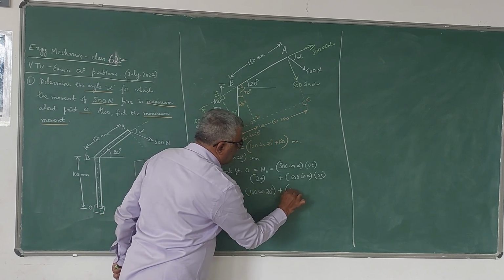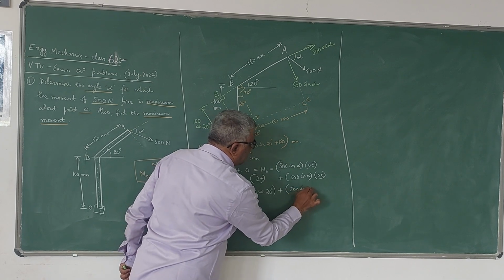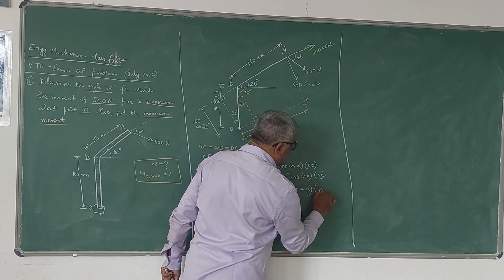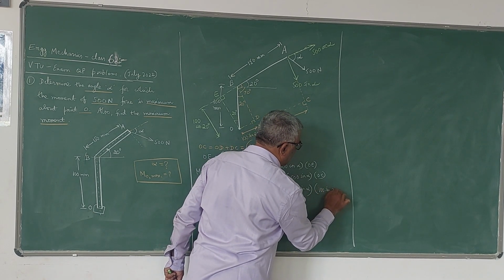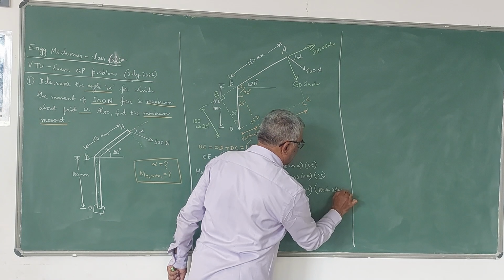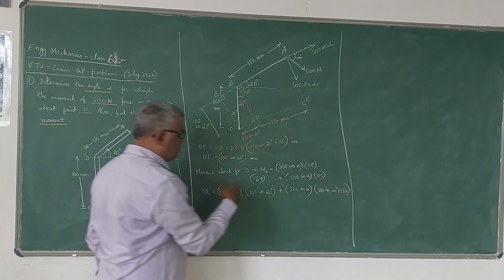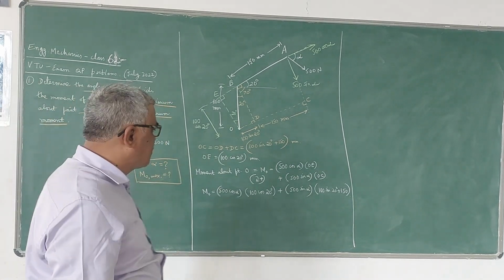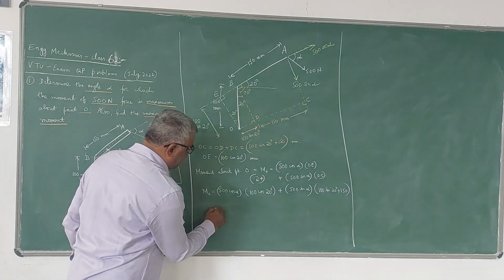plus 500 sin alpha into OC, which is 100 sin 20, plus 150. So this is the moment, the algebraic sum of moments. Since both are clockwise, both the values will be positive. Now we can simplify this.